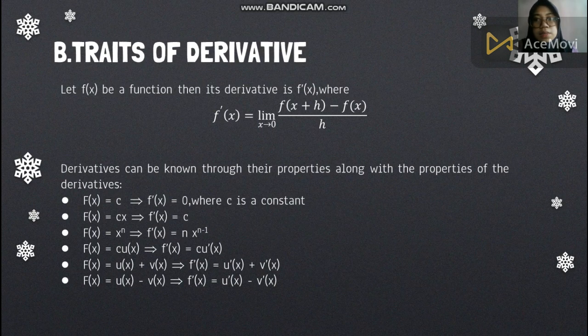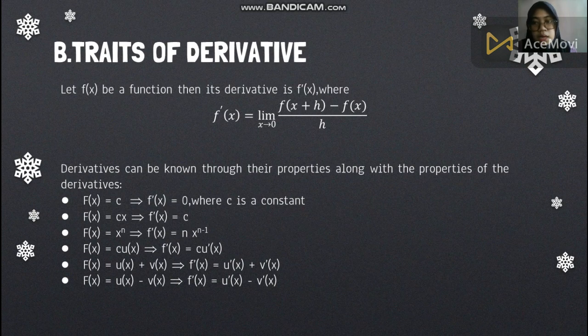B, properties of derivative. Let f(x) be a function, then its derivative is f'(x), where f'(x) is equal to the limit of f(x+h) minus f(x) over h. Derivatives can be understood through their properties. 1. f(x) = c, f'(x) = 0, where c is a constant. f(x) = cx, f'(x) = c.